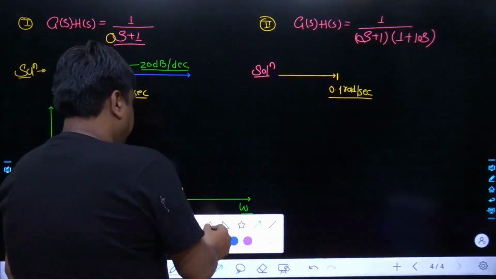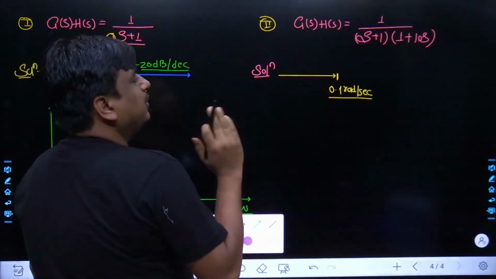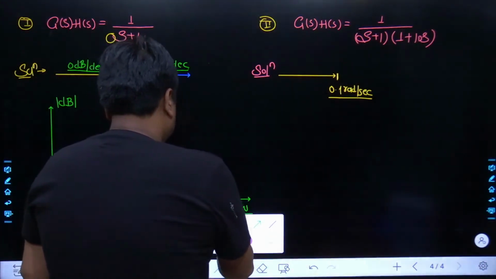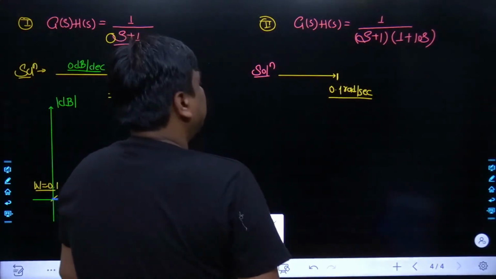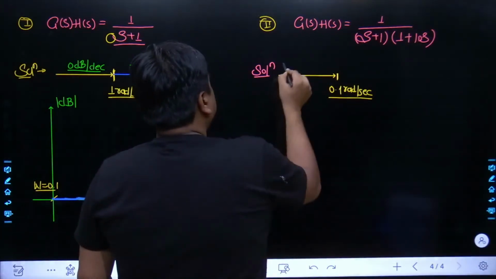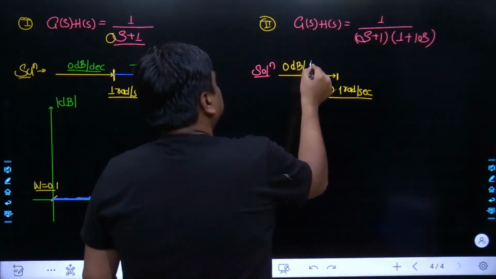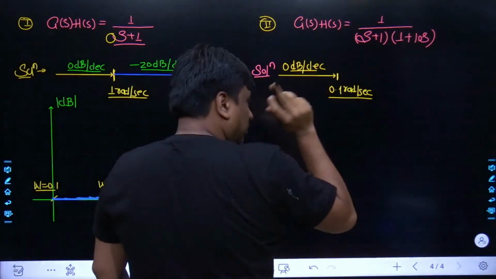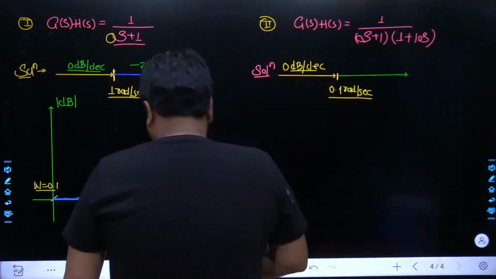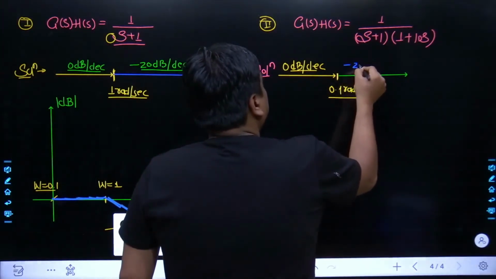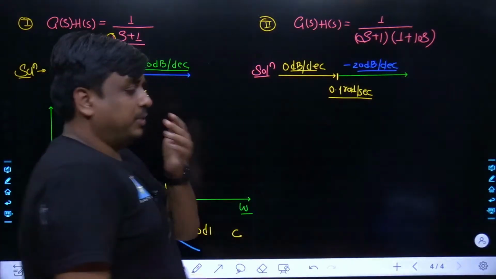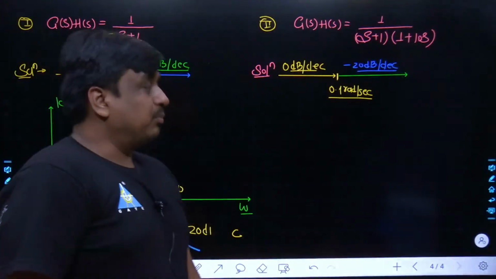And then what happens? After 0.1 radian per second, there had been the introduction of a pole. So initially the slope was 0 dB per decade, and now, because of one pole, it would change to minus 20 dB per decade. Yes, minus 20 dB per decade.